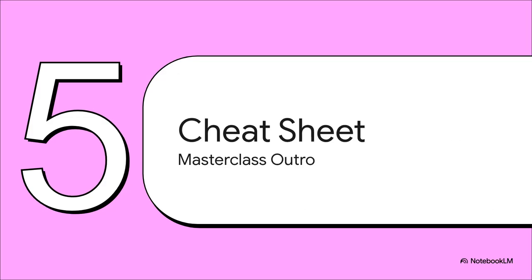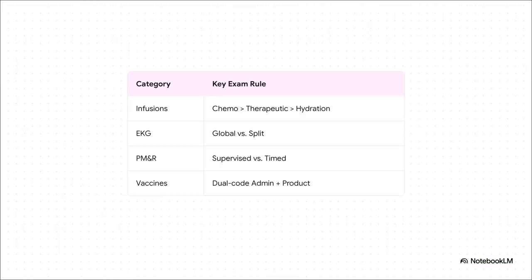Let's quickly wrap up by cementing these high-yield rules with our masterclass cheat sheet. Seriously, take a screenshot of this right now. You've got to remember your infusion hierarchies. Chemo beats therapeutic, which beats hydration. And always watch out for that 31-minute hydration trap. Make sure you know your EKG global complete codes versus component splitting. Remember that supervised modalities in physical medicine are billed once, while therapeutic exercises are time-based in 15-minute units. And finally, say it with me, always dual code your vaccines. Admin plus product every single time.